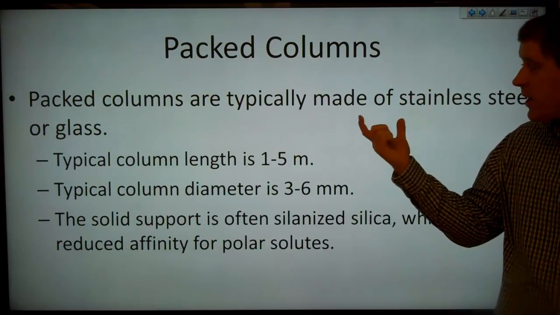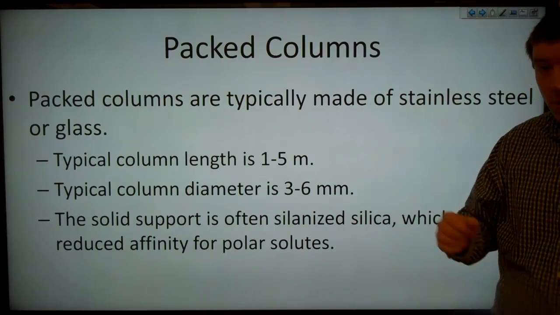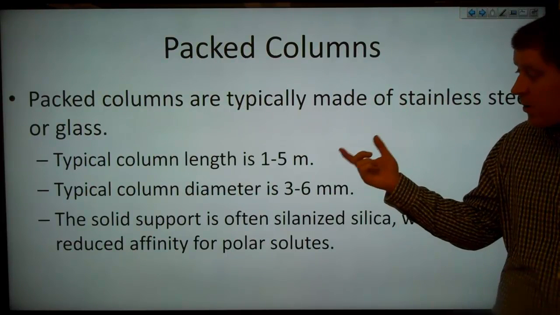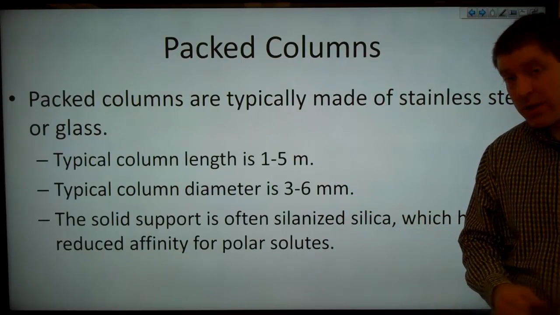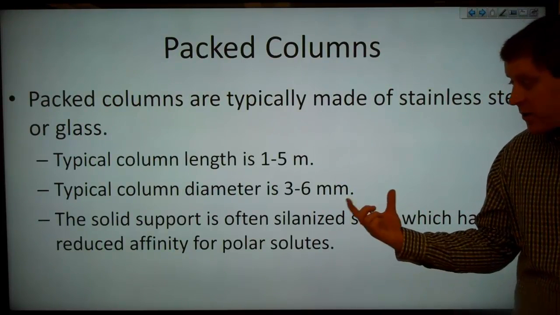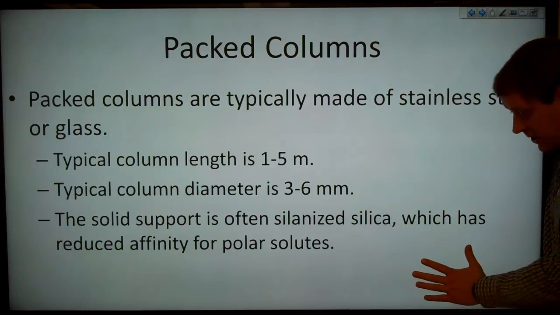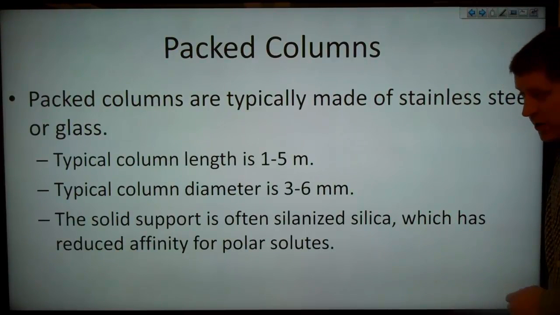Now, packed columns are typically made of stainless steel or glass. The typical column length is between 1 and 5 meters. A typical column diameter is 3 to 6 millimeters. The solid support is often silanized silica, which has reduced affinity for the polar solutes.